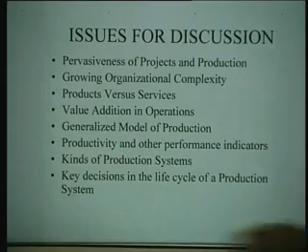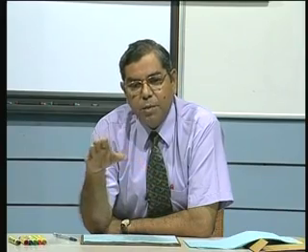And finally, a very important thing is the key decisions in the life cycle of a production system. Any production system has a life cycle, which means that you start from the stage of design of the system and you go on through the operation till finally the system has to be totally discarded. So, during these various stages different kinds of issues typically crop up. So, we will talk about these issues. These are managerial issues. What does a manager have to do to run his production system efficiently at different stages of its life, and we will talk about these.